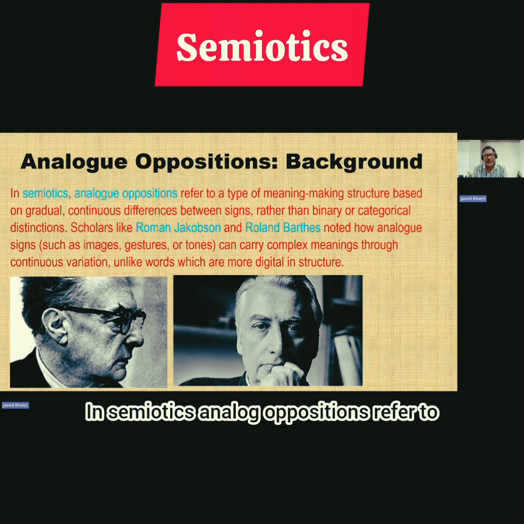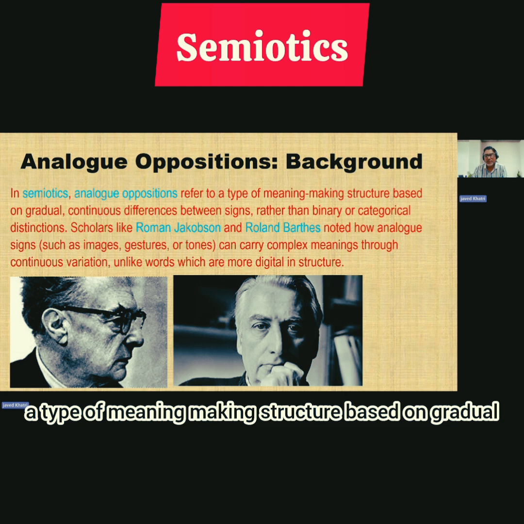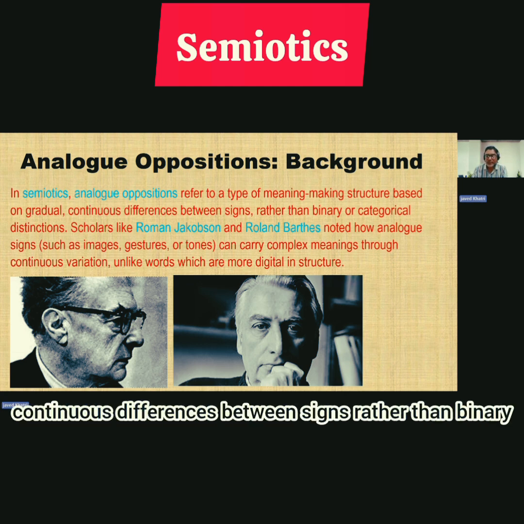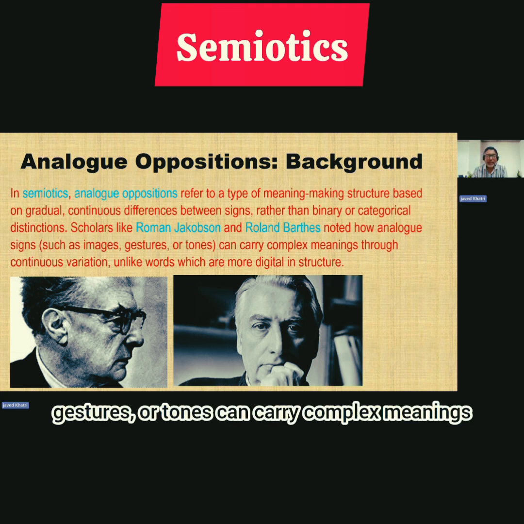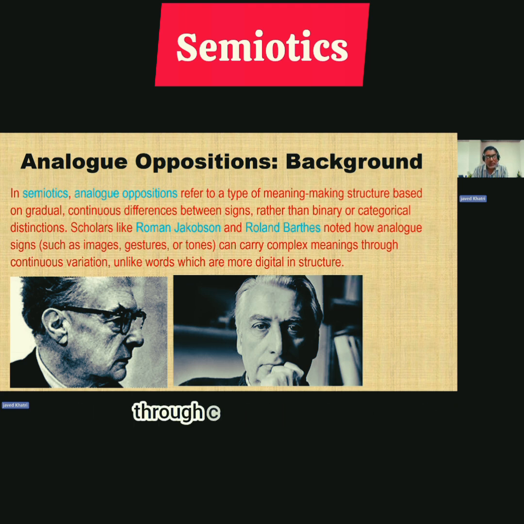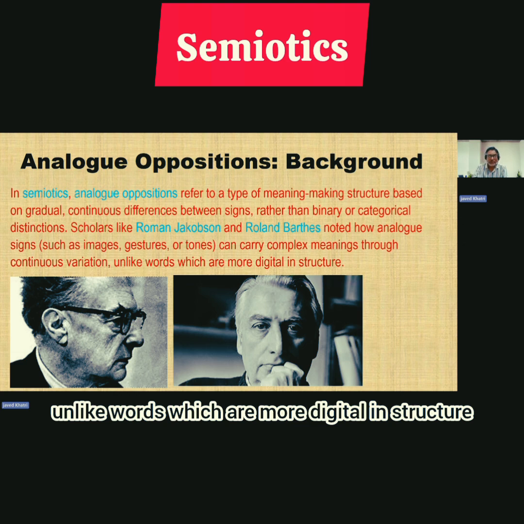In semiotics, analog oppositions refer to a type of meaning making structure based on gradual continuous differences between signs rather than binary or categorical distinctions. Scholars like Roman Jakobson and Roland Barthes noted how analog signs such as images, gestures, or tones can carry complex meanings through continuous variation, unlike words which are more digital in structure.